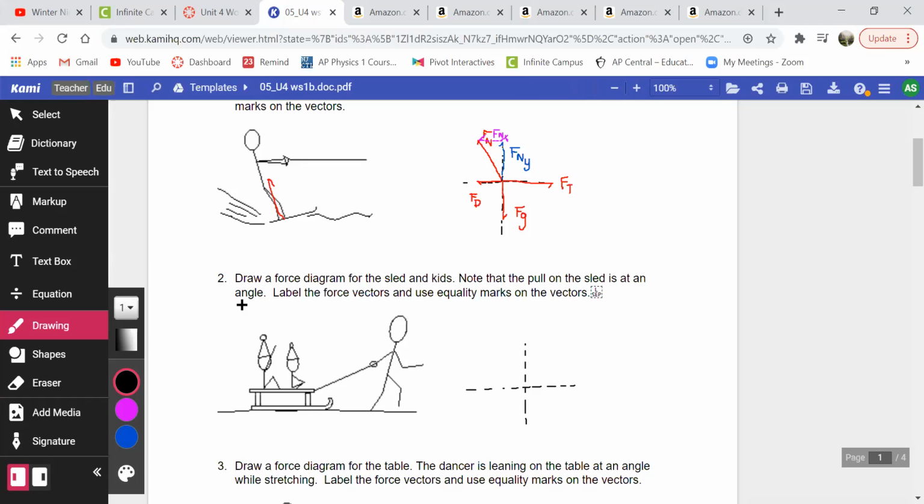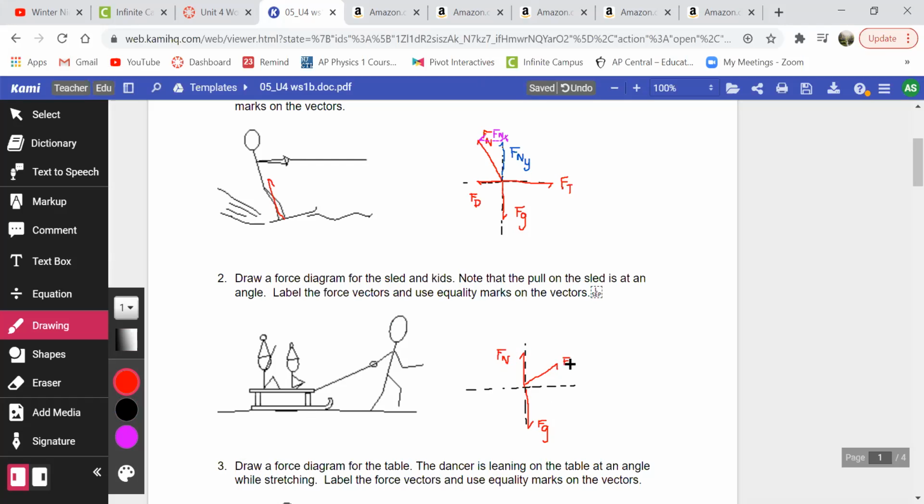So what's pulling down? Gravity. All right, are they sinking into the ground? Why not? What's resisting that? You got a normal force. All righty, so we have a normal force and a gravity force. All right, what's causing them to move sideways though? The tensional force up and to the right.